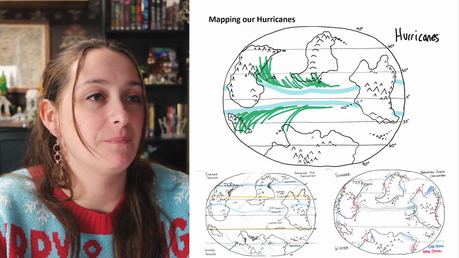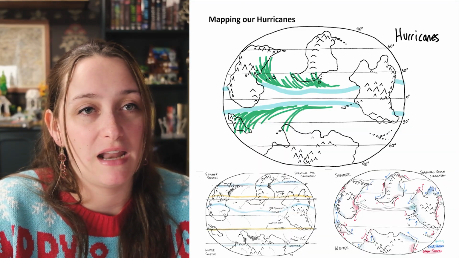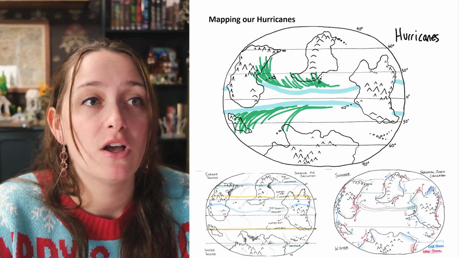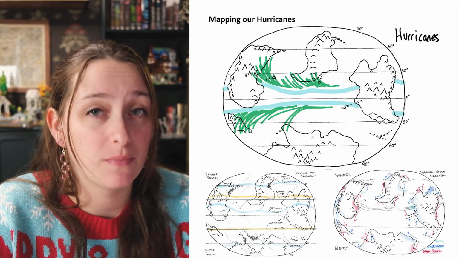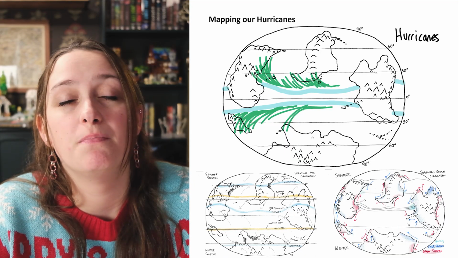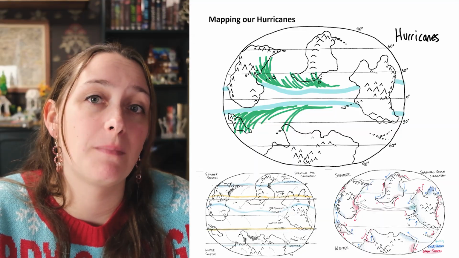Okay, so mapping our hurricanes. For each span of ocean at 20 to 50 degrees from the equator, we will first consider if the conditions exist for creating tropical storms that could produce hurricanes, and then we will determine if those storms would be able to build into strong hurricanes and reach land in a destructive pattern.